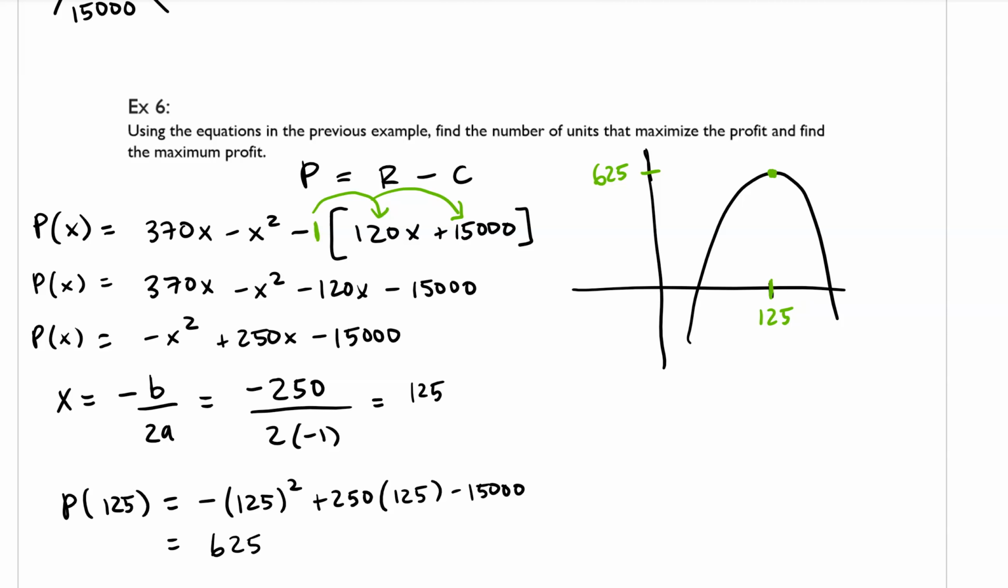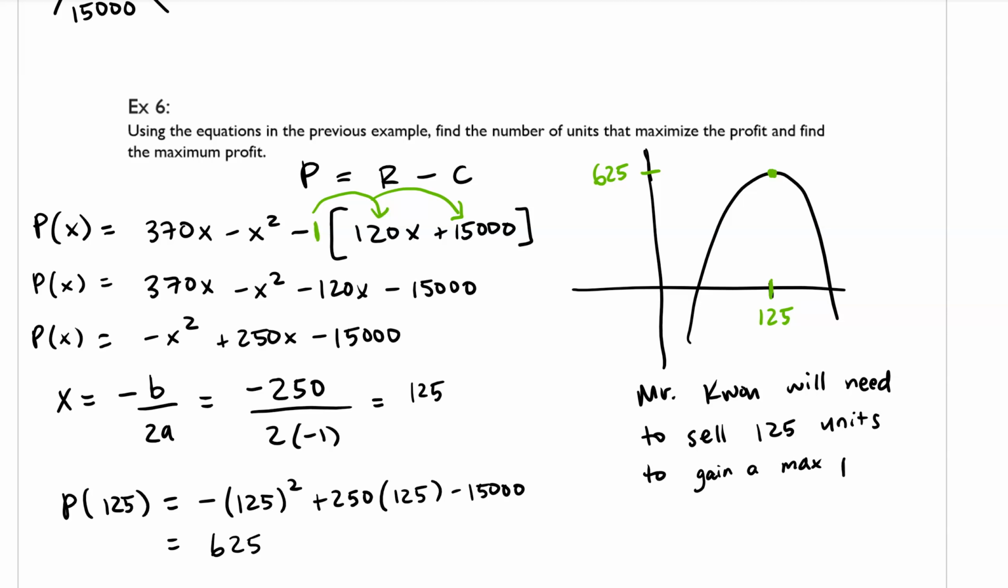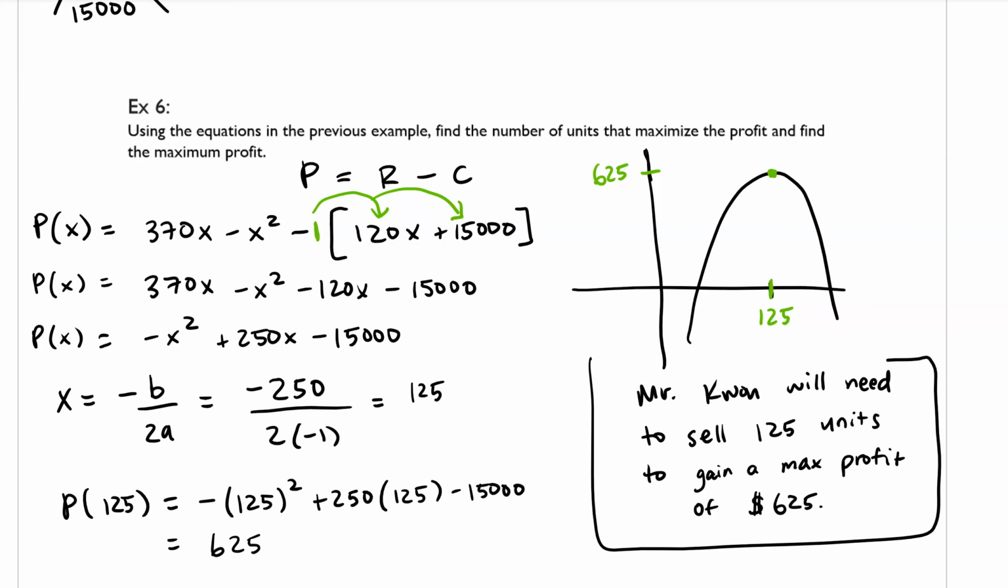So let's write a little sentence that says, Mr. Kwan will need to sell 125 units or cups of boba to gain a max profit of $625. Okay.